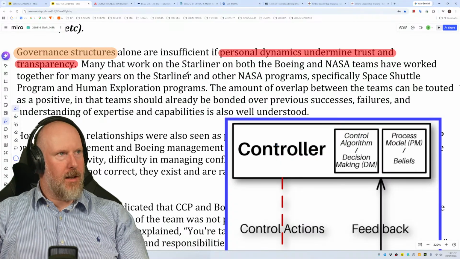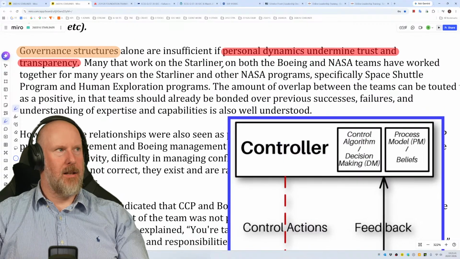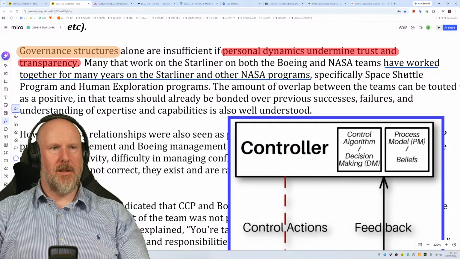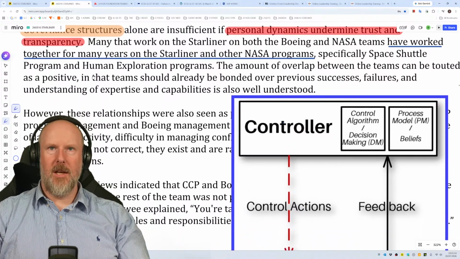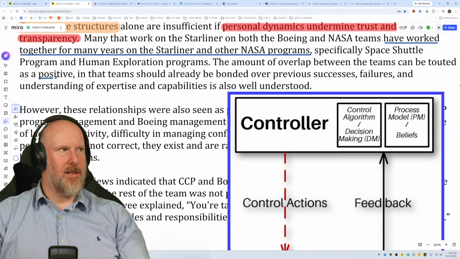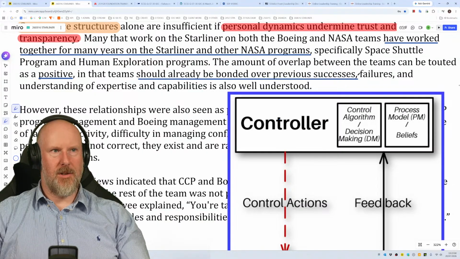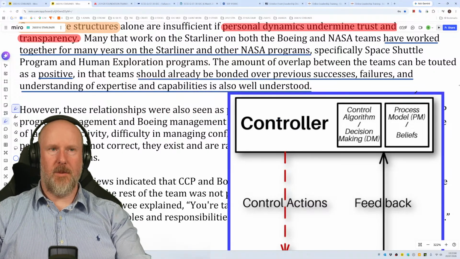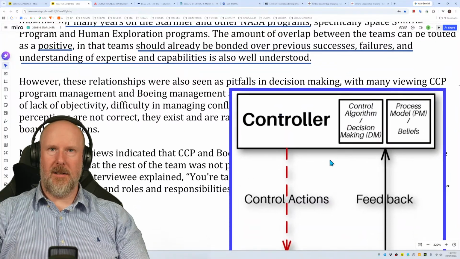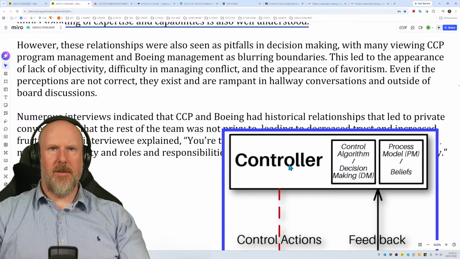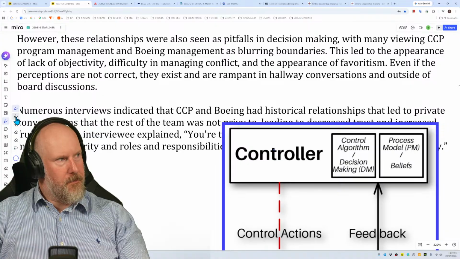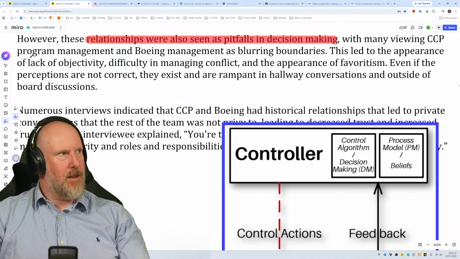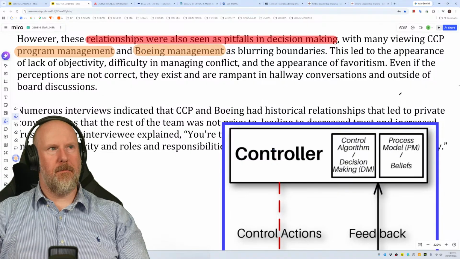Many that work on the Starliner on both the Boeing and NASA teams have worked together for many years on the Starliner and other NASA programs, especially the Space Shuttle program and human exploration programs. The amount of overlap between the teams can be touted as positive, in that teams should already be bonded over previous successes and failures, and understanding of expertise and capabilities is also well understood. Yeah, absolutely. So that should be a net positive, but it also has a dark shadow potential to it. However, these relationships were also seen as pitfalls in decision making, with many viewing CCP program management and Boeing management as blurring boundaries.